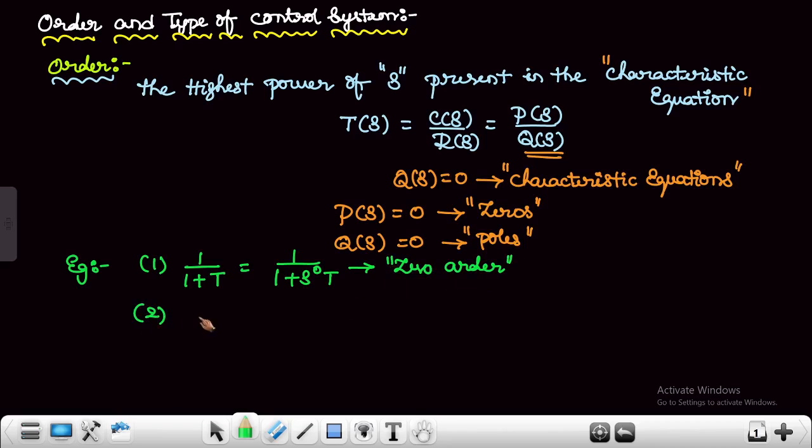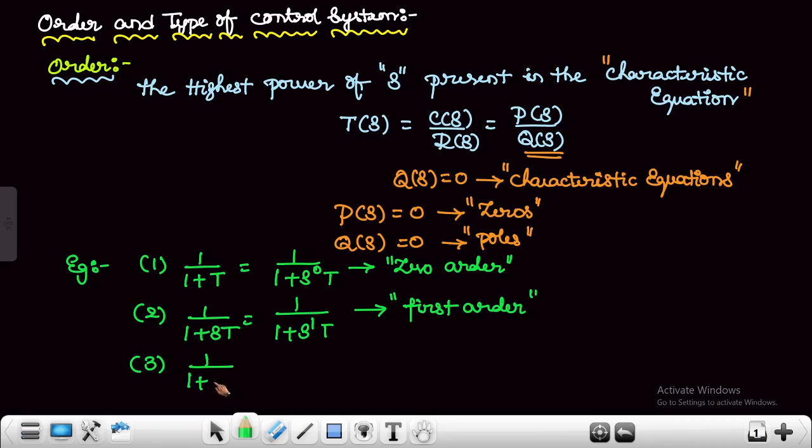Let us see the second one. I am taking 1 by 1 plus St, that is 1 by 1 plus S to the power of 1 into t. That means it is the first order, so we call it the first order system. Let us take another example, 1 by 1 plus S square t. Here the highest power of S is 2, so that is called the second order system. Like this we define the meaning of the order of the system.